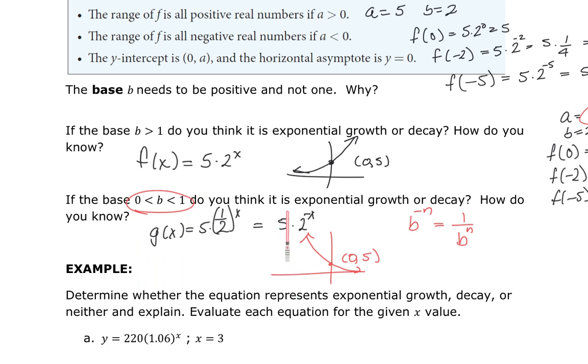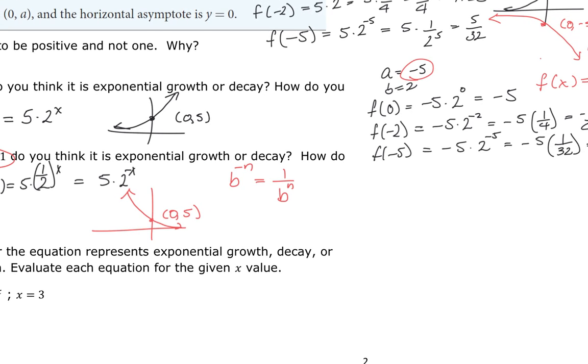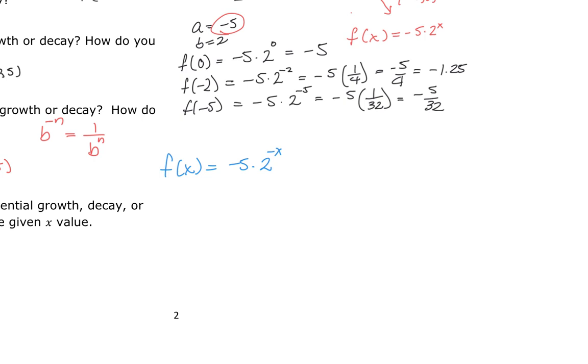Now again, this coefficient out front is going to tell us whether or not we reflect. And then you're thinking, okay, what happens when we mix these two up? What happens if I have, say, f of x, which is negative 5 multiplied by 2 raised to the negative x? Then what happens? Well, let's go through some of these.